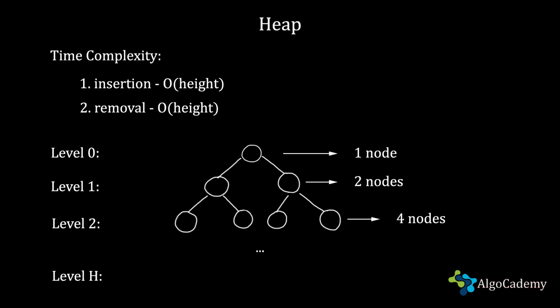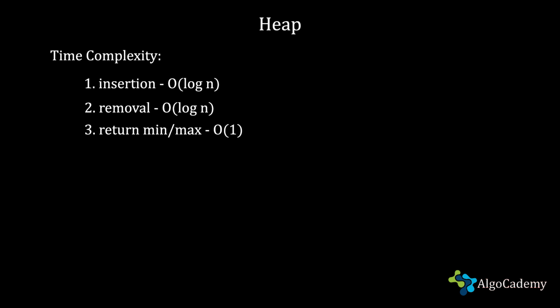On level h, which let's say is the height of the tree, we are going to have 2 to the power h nodes. Because the number of nodes on a level should always be less than or equal to n, this means that 2 to the power of h is less than or equal to n, which means that h is less than or equal to log of n. So the time complexities for insertion and removal are both big O of log of n. And for returning the extreme element, we just have to access the root node and return the value there. So this is constant time.